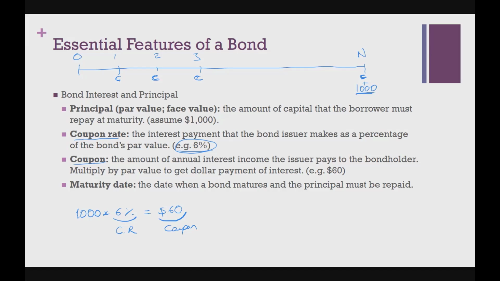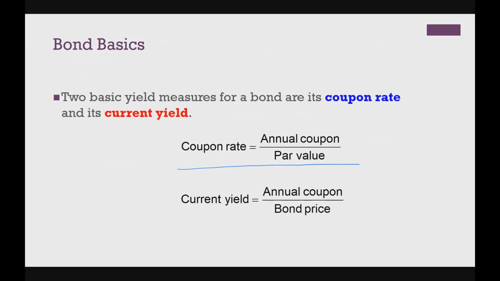And the last thing is the maturity date. Maturity date is the last date of the bond. It is the date when the bond matures. Okay, we already talked about what a coupon rate is. The coupon rate is the coupon divided by par value. So in our previous example, it was $60 divided by 1,000, which gave us 6%.